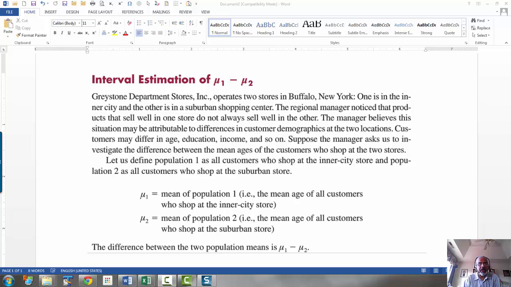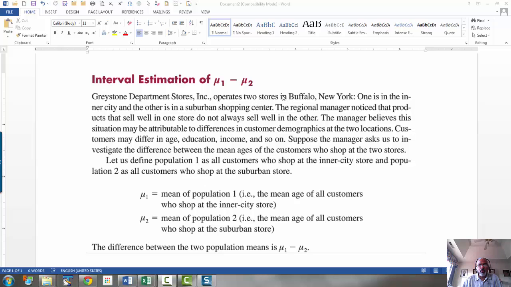Let's look at a confidence interval example. This is from a textbook. We are doing an interval estimation for the difference in two population means. And here is the text of the example, which says that a manager wishes to examine the difference in demographics between the customers of two different stores.